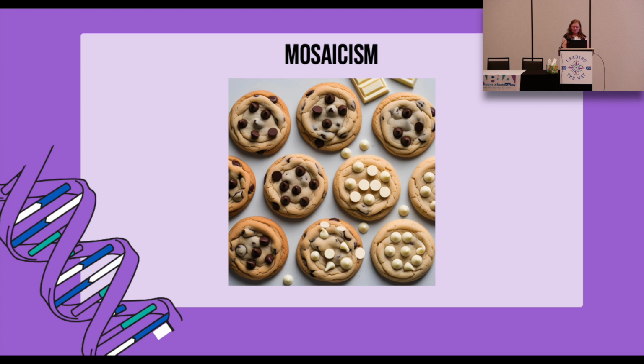The result is a batch of cookies where some only have white chocolate chips, some have both, and some have just the regular chocolate chips. So mosaicism is like that, where a person's body is made up of a mix of cells, some with a genetic change and some without. Depending on when that happened during development will likely predict what mosaicism level they have. So timing matters. If you were to have added the white chocolate chips earlier on in the process, then you would likely have more cookies with white chocolate chips. But if you added them late, then it would be less.